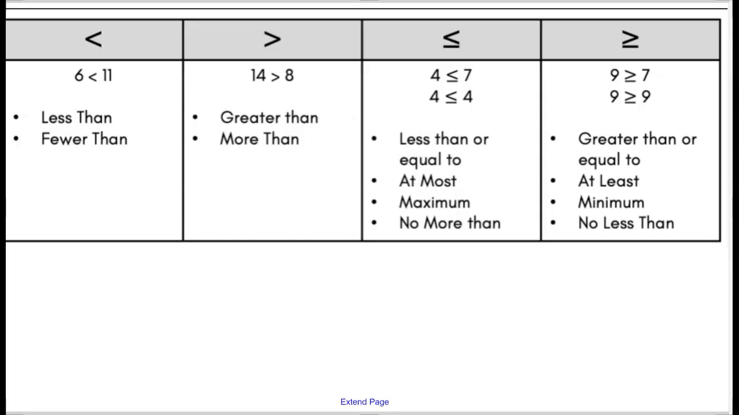All right. Here are some words that you hear in maybe some word problems or just in talking that mean these particular symbols. So, for example, you've got less than, fewer than. That obviously means less than, right? So you use the less than sign. All right. Greater than or more than. That's going to be a greater than sign.